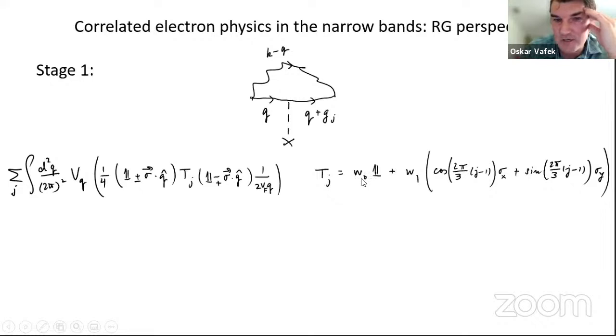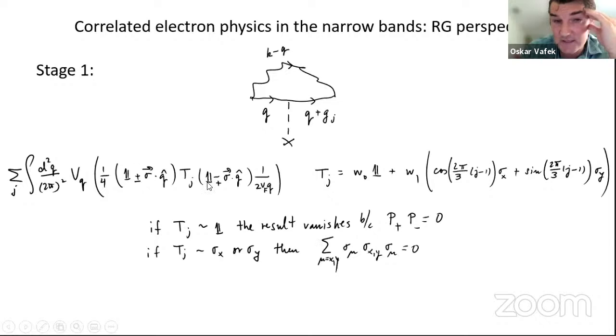Now imagine that you substitute just this first piece that's proportional to identity here. Well, you can immediately see that in that case, the numerator vanishes because you have a projector onto positive helicity, identity, and projector onto negative helicity, and the product of the projectors is zero. So we see there will be no log renormalization of the interlayer tunneling through the AA region.